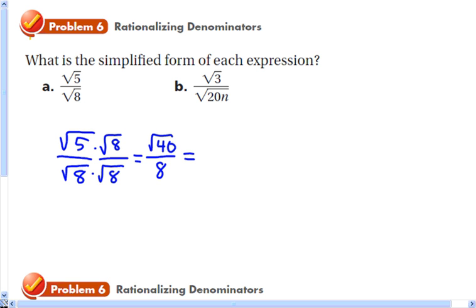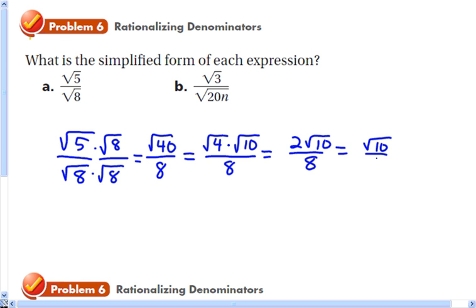We still have a little simplifying to do. The square root of 40 has a perfect square factor of 4. And so we get 2 times the square root of 10 over 8. And 2/8 is the same as 1/4, so we could either write it as 1/4 times the square root of 10 or square root of 10 over 4. Like that way. Okay, let's do another one.